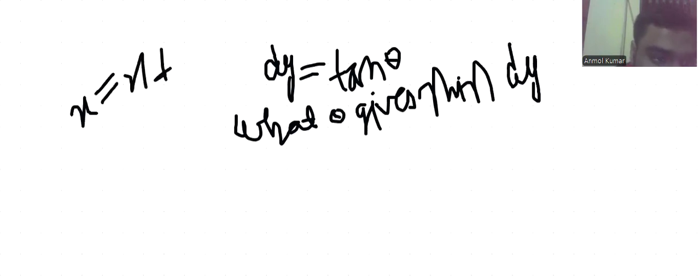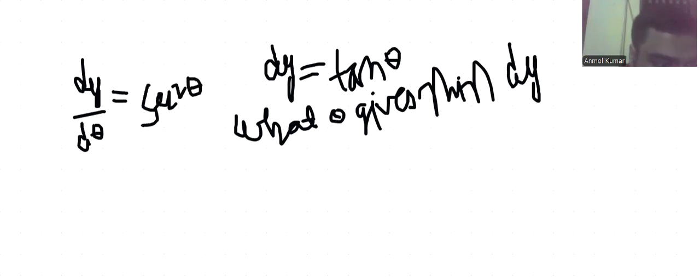Because when we write error, suppose x is the original quantity, and we write error in x, it is x plus minus delta x, which can also be written as dx. So now our question is: what is the angle at which we get the minimum value of dy? Okay, so let's start.